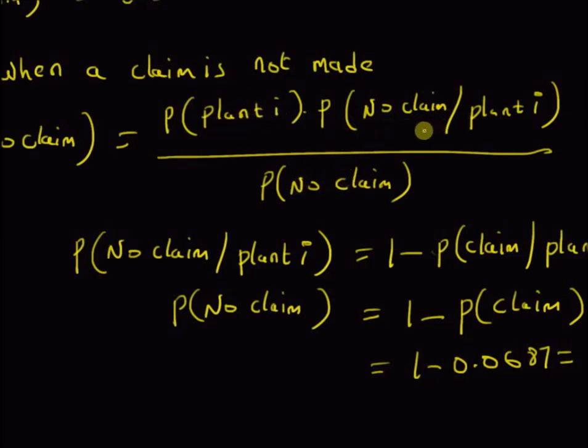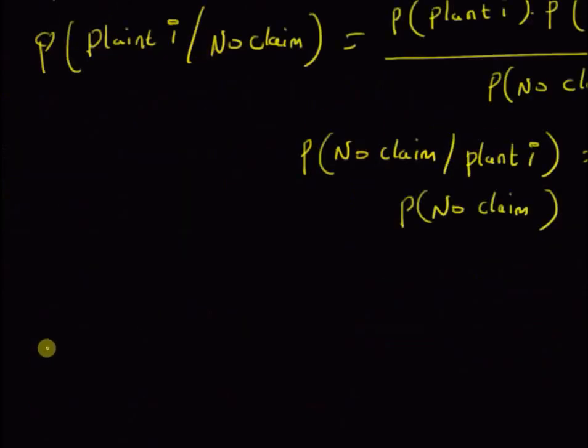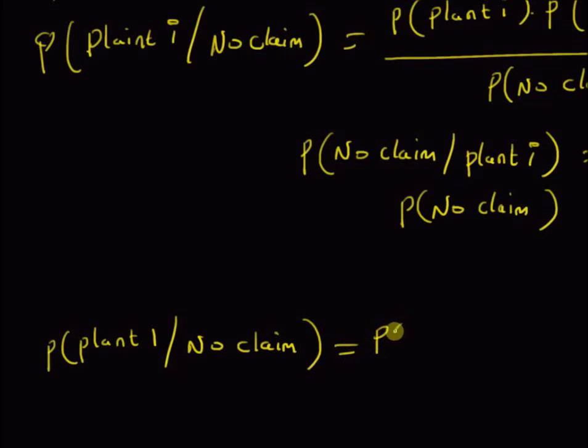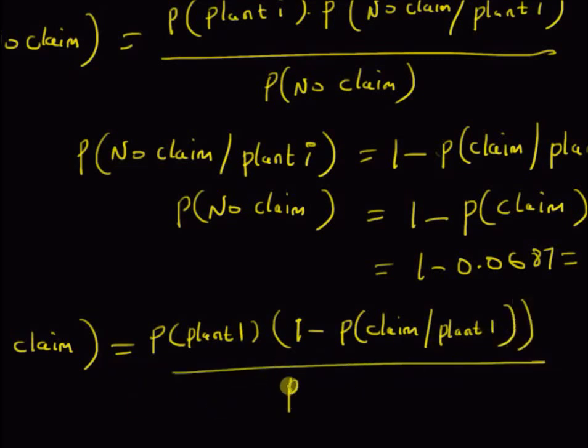So we have the denominator for the posterior probability, and we also know the prior probabilities, and the second term in the numerator is basically 1 minus the values in table 2. So for the first plant, the probability of plant 1 given no claim, that is given the information that the claim is not made, is equal to the probability of plant 1 multiplied by 1 minus the probability of a claim given plant 1, divided by the probability of no claim.